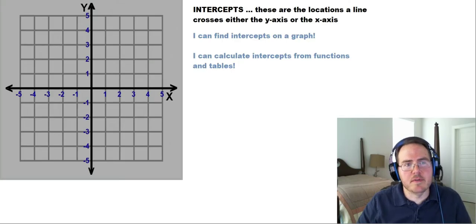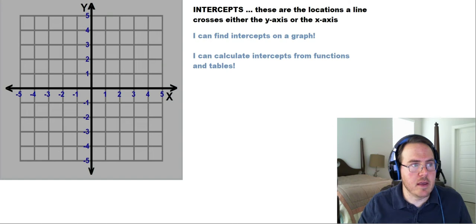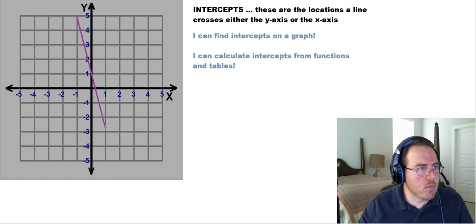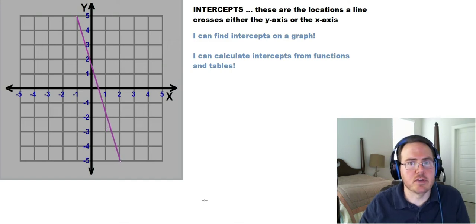So, intercepts. Okay, so there are a lot easier to understand if you just see a picture. So let's look at this graph real quick. If I were to, I don't know, draw a line, let's make it purple. Okay. And I were to draw this line, it went from, I don't know, from there to there. Sure. There's a line. There's our function, okay?